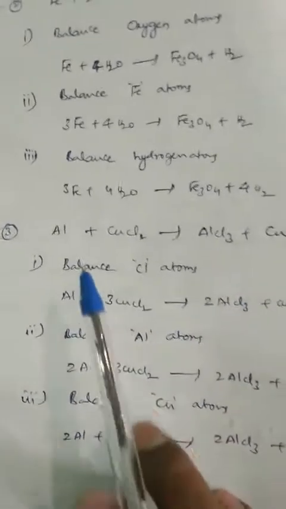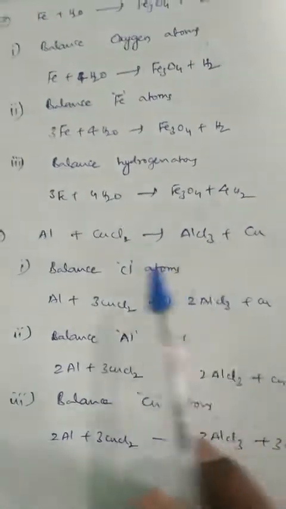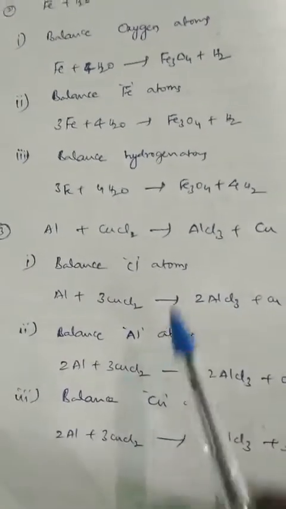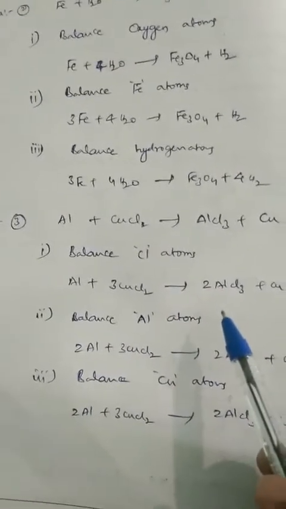One more example, Al plus Cl2 gives rise to AlCl3 plus Cu. This is also an unbalanced chemical equation. You can balance this equation by using the above concept. This is a balanced chemical equation.